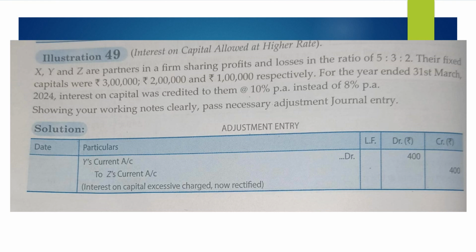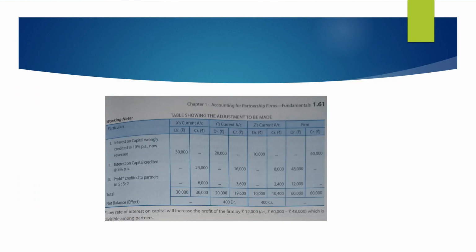Now the firm had made a mistake by crediting interest on capital at 10%, whereas they had mentioned in the deed that only 8% is to be calculated. Now to reverse this, we will do a rectification entry. So now we will do the table of adjustment.